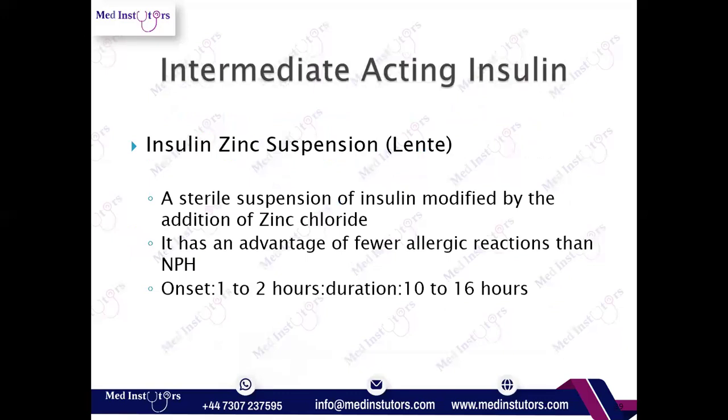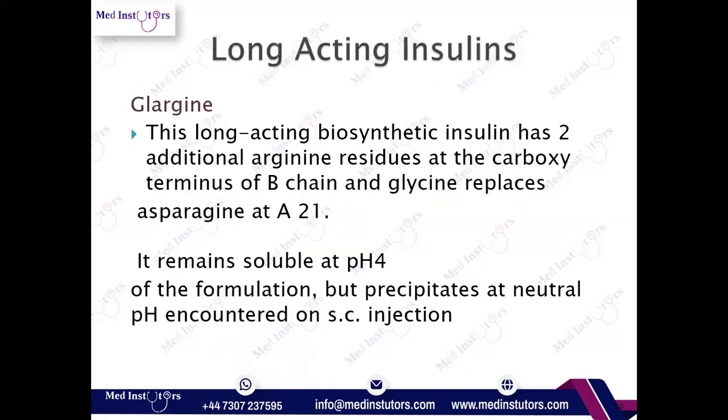Insulin zinc suspension, a sterile suspension of insulin modified by the addition of zinc chloride, has the advantage of fewer allergic reactions than NPH. Lente insulin is another example of an intermediate acting insulin. Onset is 1 to 2 hours, and duration is 10 to 16 hours. So we have two examples now: insulin zinc suspension, the Lente insulin, and neutral protamine hagedorn, the isophane, for intermediate acting insulin. And the famous long-acting insulin is glargine.